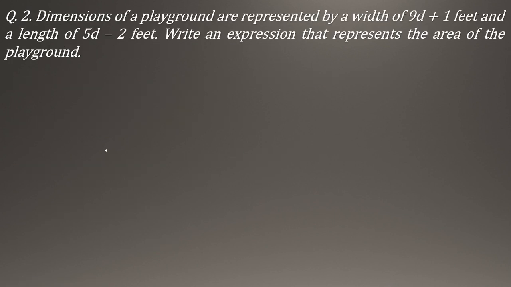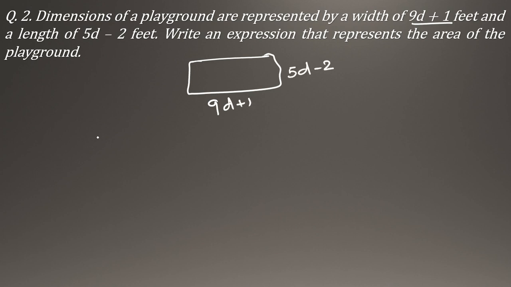Another question can be: dimensions of a playground are represented by a width of this. Of course, it is a rectangular playground, because here they are giving two sides. I think I forgot to write this. Okay, no problem. Take it as a rectangle, because height is not mentioned here. So I'm taking it as a rectangle. So one side is length, say 9d plus 1, this is the length, and 5d minus 2 is the width.